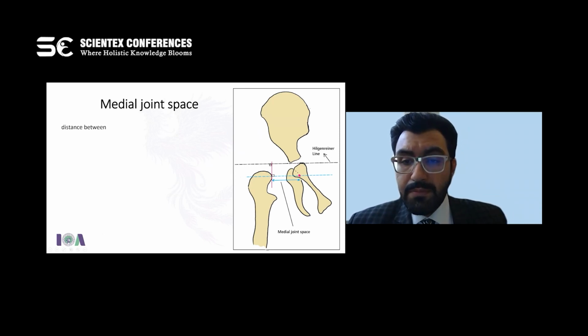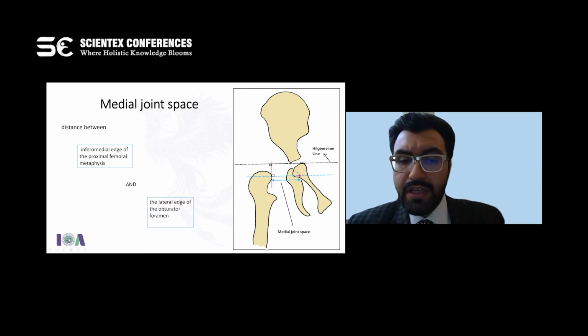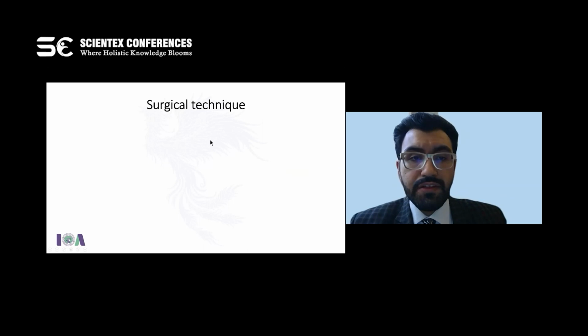This is the parallel distance with the Hilgenreiner line between two distinctive points. The first point is the medial edge of the proximal femoral metaphysis, and the second point is the lateral edge of the obturator foramen. We evaluated the decrease in such a space.